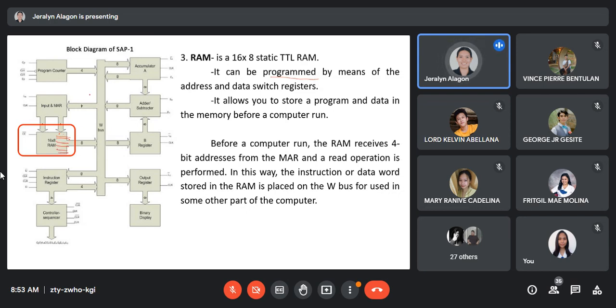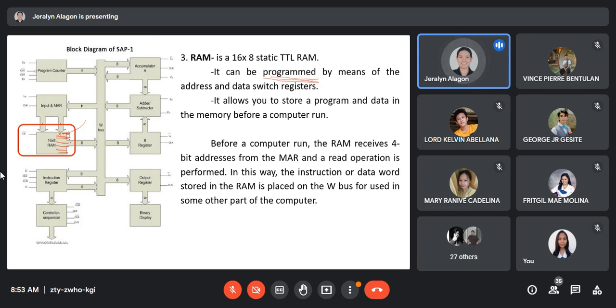So according to SAP-1, we store it in the first address, which is 0001. Then the computer will know where we put it. That is why it is known as a register that can be programmed. And it allows you to store a program data in the memory before a computer runs.